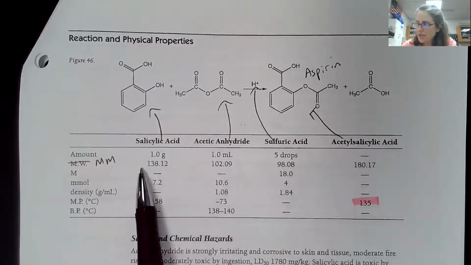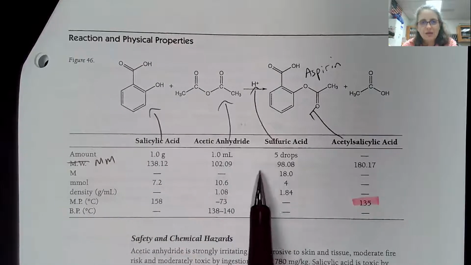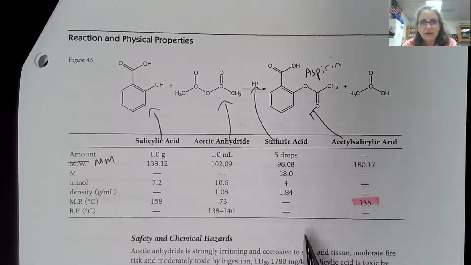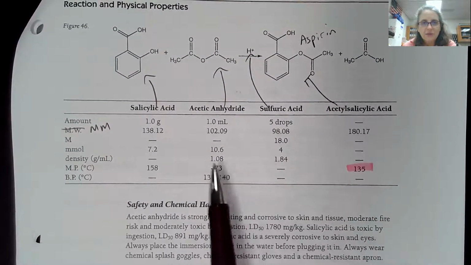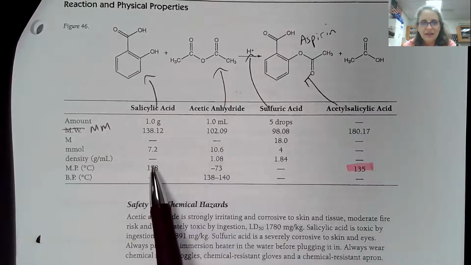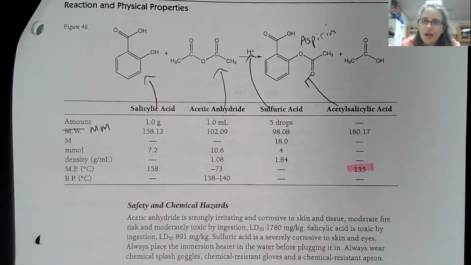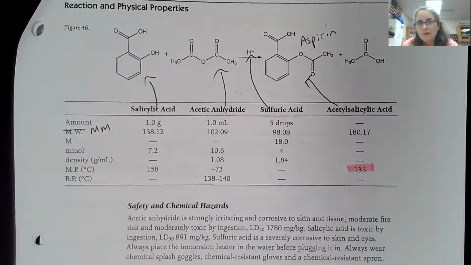These are, again, if I were to add up all of the carbons, hydrogens, and oxygens, that would be the mass. And then the one thing I did highlight here is this is the melting point of aspirin. It does have a different melting point than the salicylic acid. And so we are going to judge how well we make this aspirin by melting it and seeing if we get close to that 135.